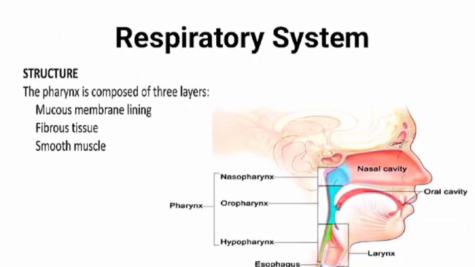For descriptive purposes, the pharynx is divided into three parts: nasopharynx, oropharynx, and laryngopharynx. The nasopharynx is the nasal part of the pharynx, lying behind the nose. The oropharynx is the oral part of the pharynx, lying behind the mouth. And the laryngopharynx is the laryngeal part of the pharynx, extending from the oropharynx. The pharynx is composed of basically three layers: mucous membrane lining, fibrous tissue, and smooth muscles.